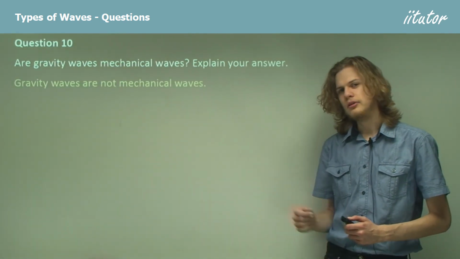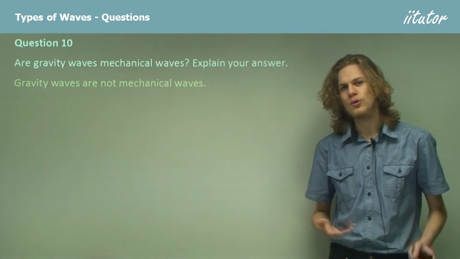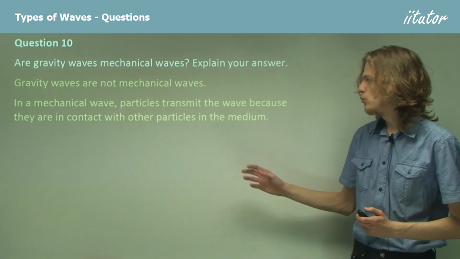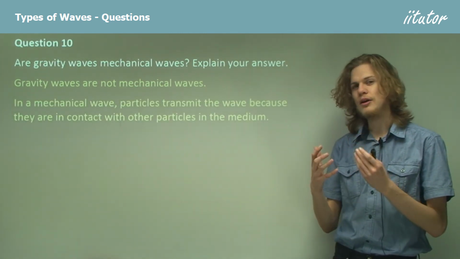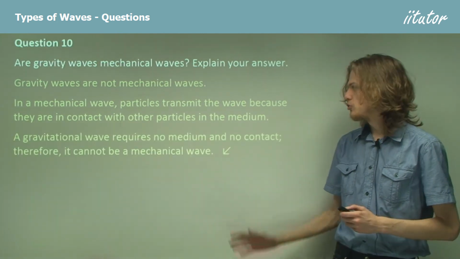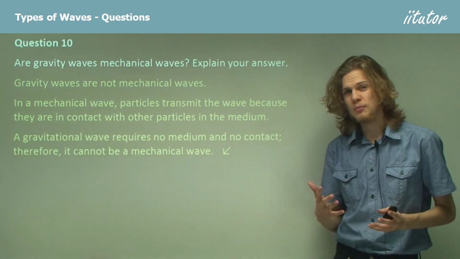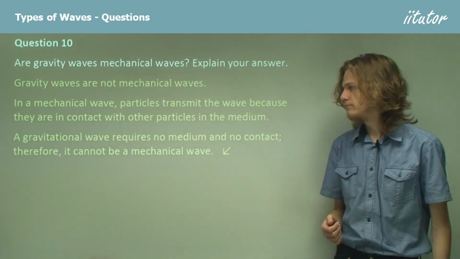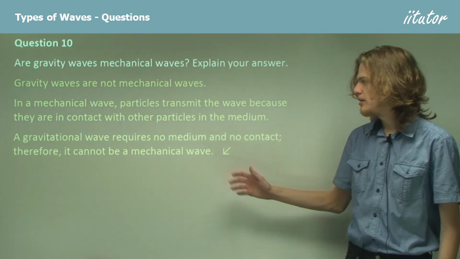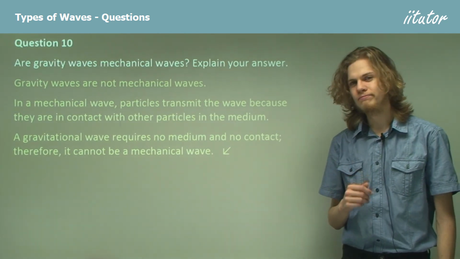So we can put that down right away, and then we can explain our reasoning for it. In a mechanical wave, the particles transmit the wave through contact, whereas a gravitational wave requires no medium and travels through a vacuum. And so we can see that gravity cannot be a mechanical wave.